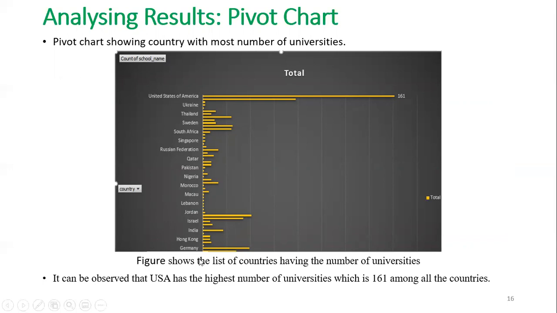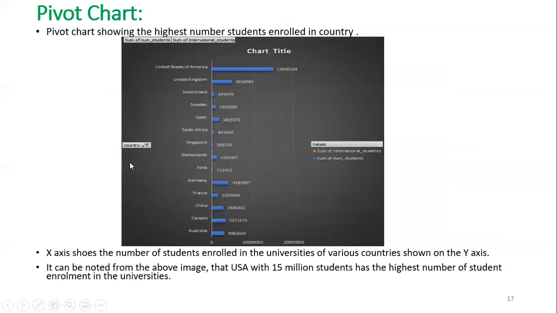So analyzing results from the pivot chart, this pivot chart is showing the country with the most number of universities, and the figure shows the list of the countries having the number of universities. It can be observed that USA has the highest number of universities, which is 161 among all the countries. So here we are defining the count of school name on the x-axis and the countries on the y-axis.